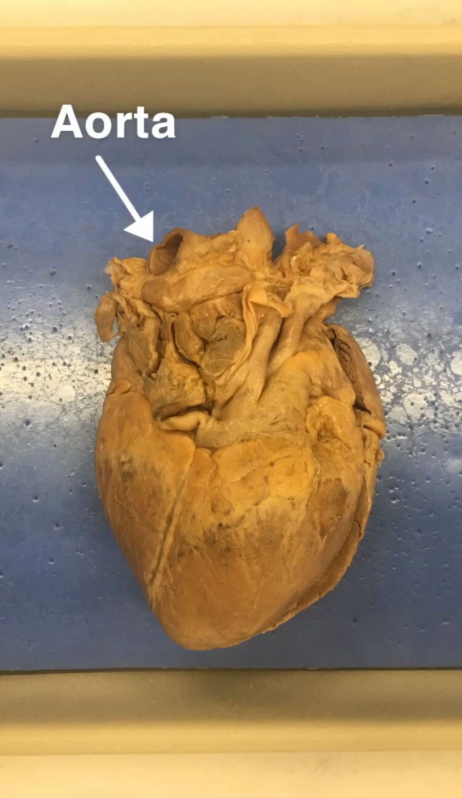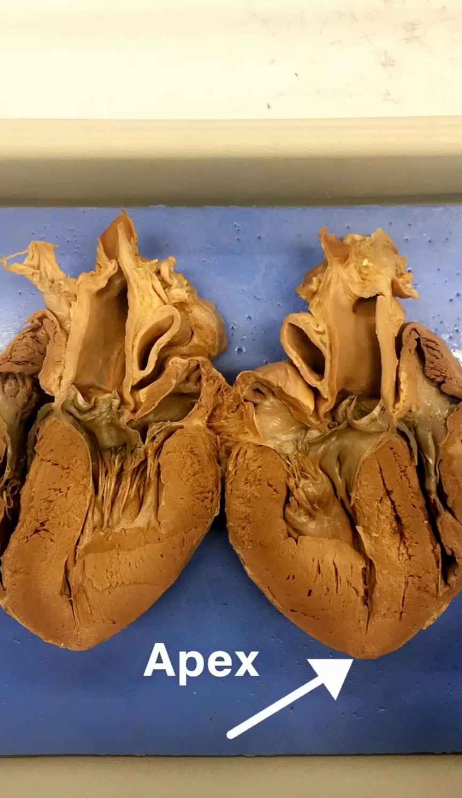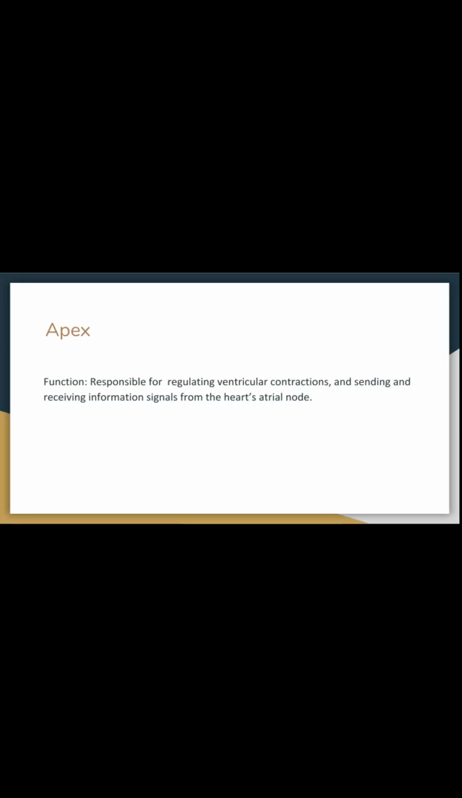The aorta. The aorta is responsible for carrying the oxygenated blood to the rest of the body. The apex. The apex is responsible for regulating ventricle contractions and sending and receiving information signals from the heart's atrial node.